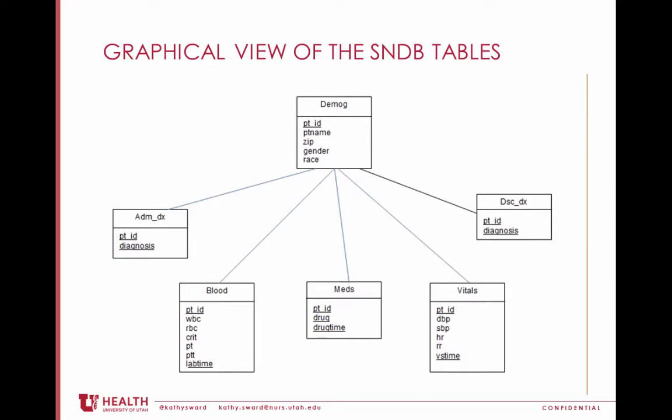So this is a graphical view of the columns and tables in the SNDB database with the column or multiple columns that make up the primary key underlined in this graphical picture.